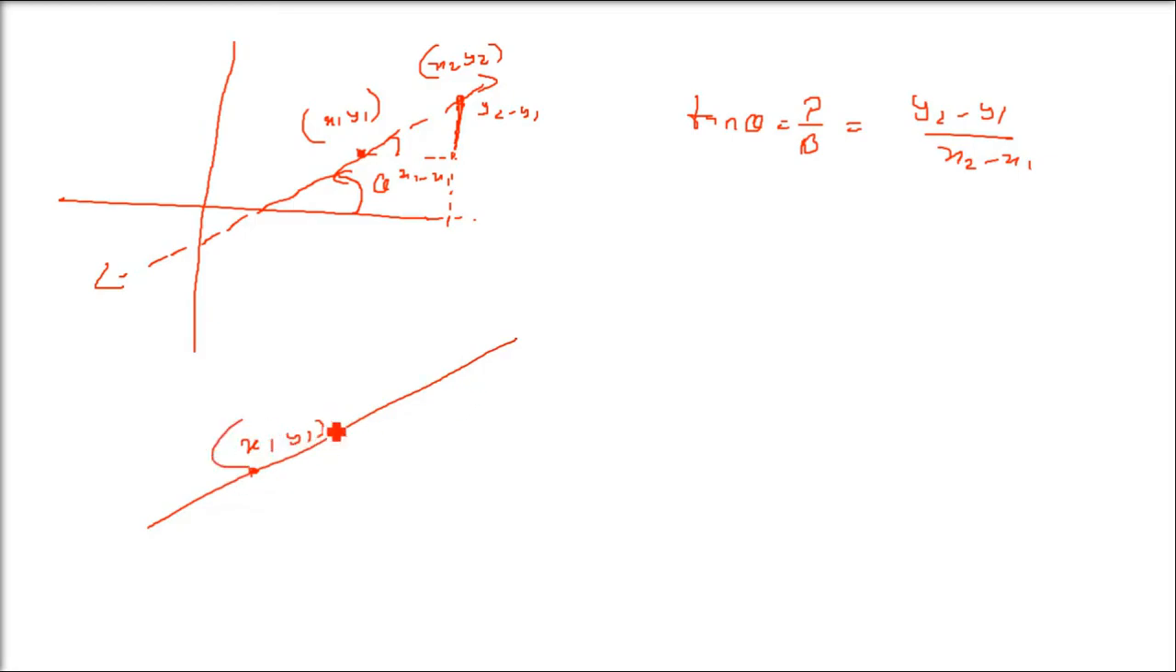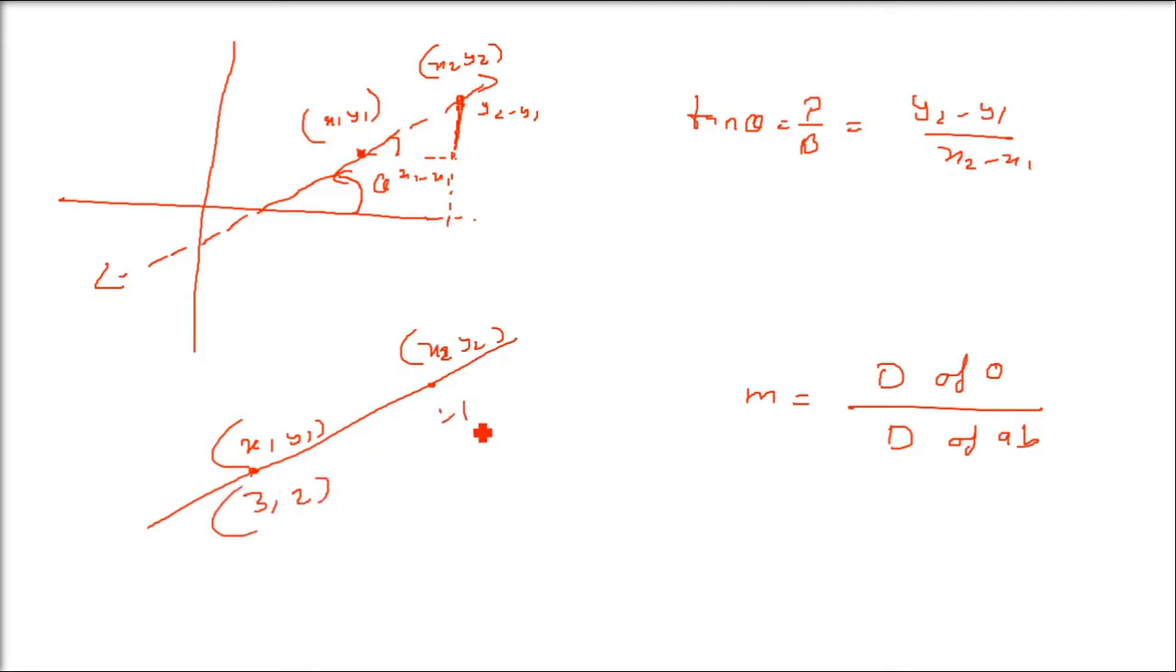Now what I'm trying to say is, if you have a line and you have 2 coordinates, x1, y1 and x2, y2, then m, that is tan theta, will be equal to the difference of ordinates and the difference of abscissa. The ratio of this is m, tan theta.